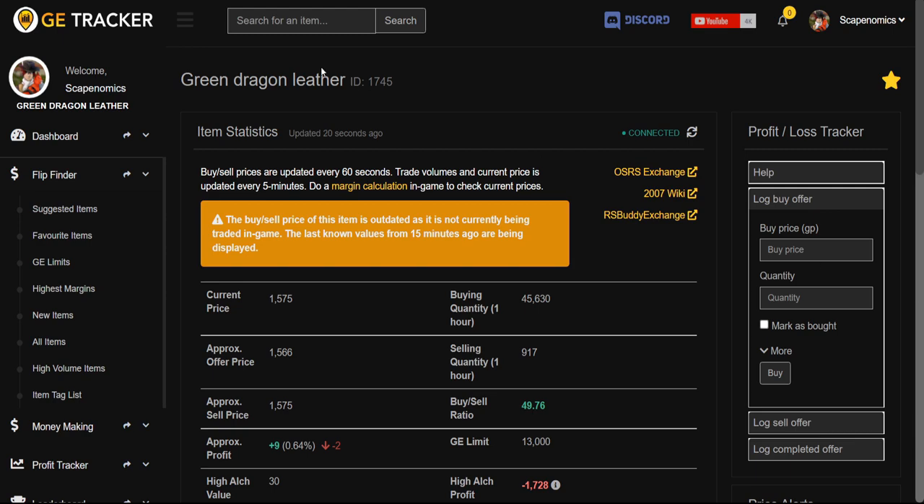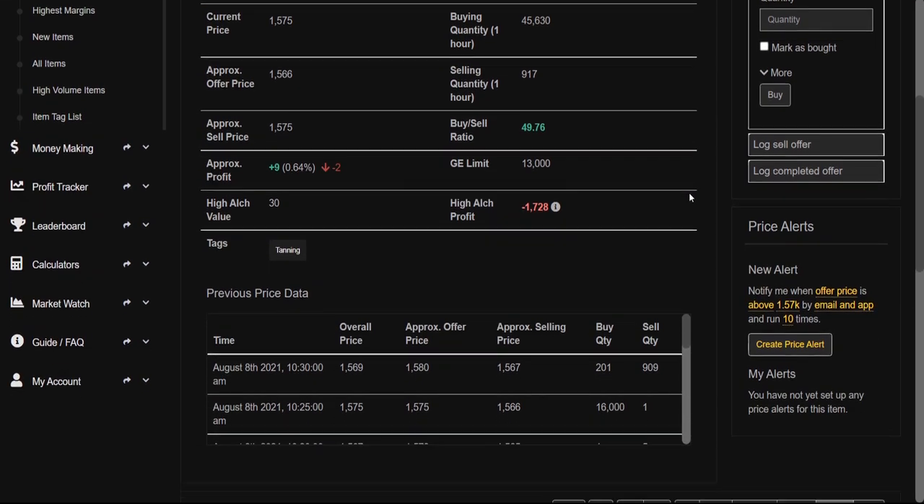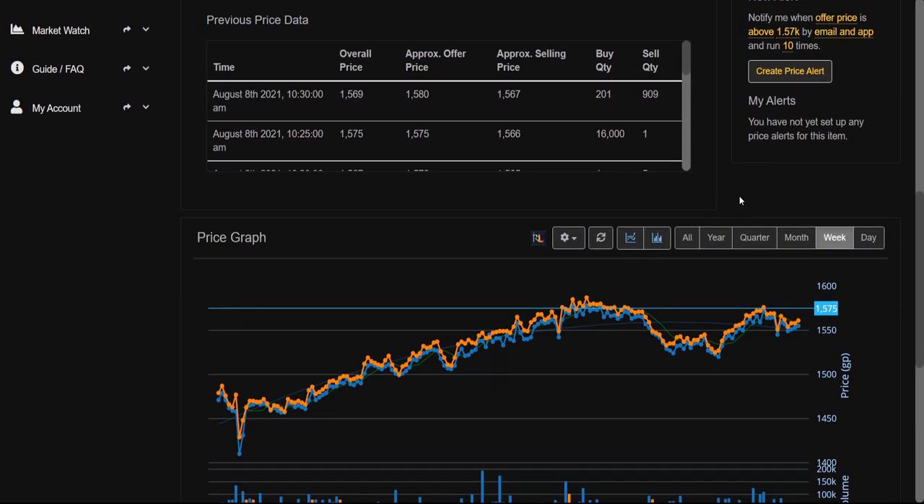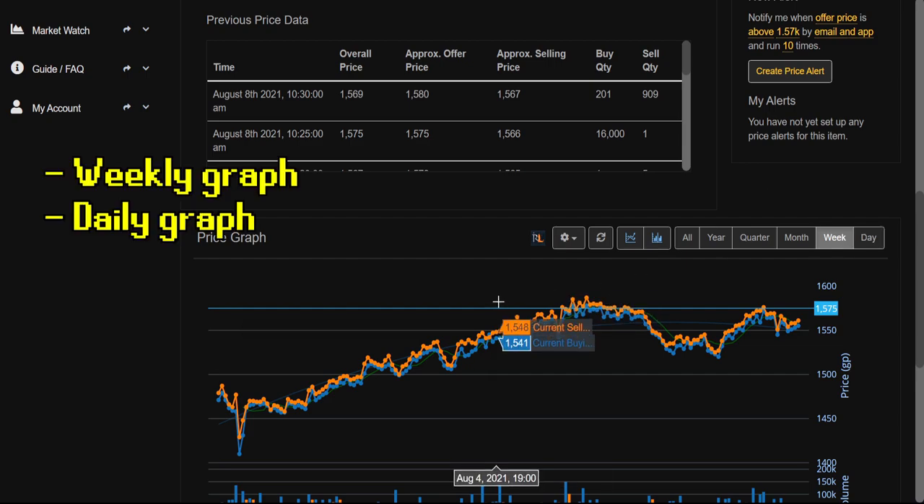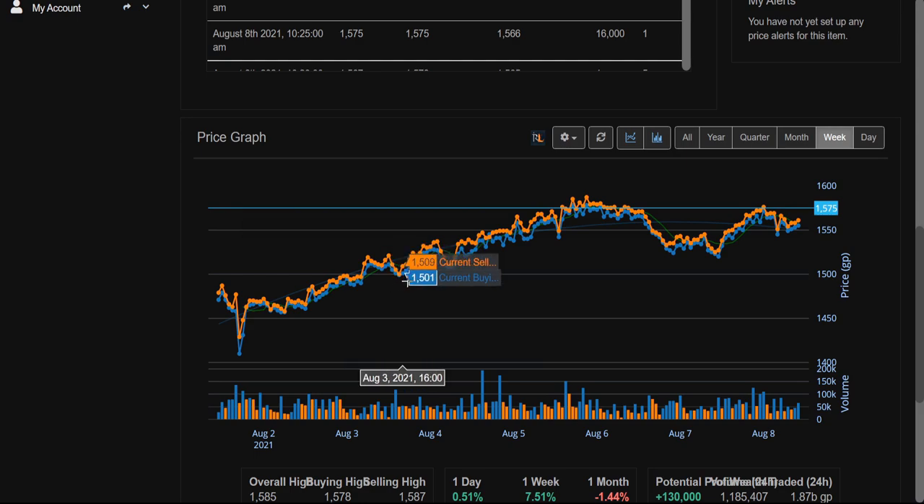The first high volume item we're going to list overnight is the green dragon leather. This is one of my favorite high volume items to flip overnight because it is so consistent. Now, two graphs that you need to keep in mind when you're flipping overnight are the weekly graph and the day graph. The weekly graph is going to show you the trend of the item.